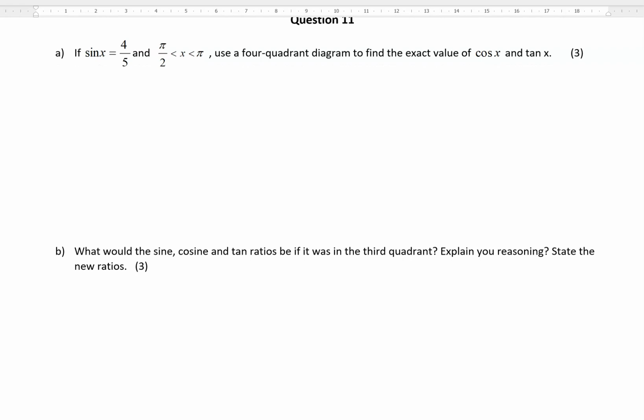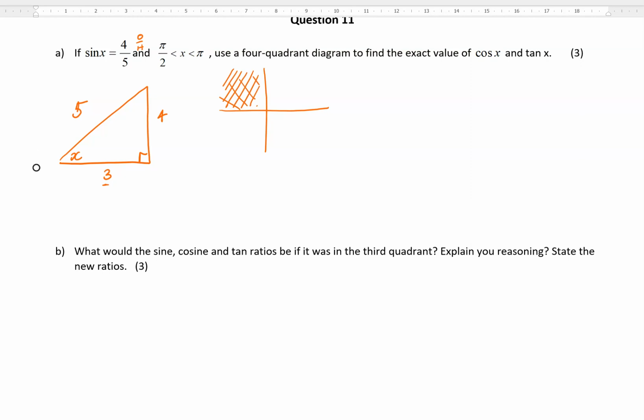Right, we've got sine is 4/5. Use a 4-quadrant diagram to find the exact value of cos and tan. So I'm going to go with sine is opposite over hypotenuse. So this is my x, opposite hypotenuse, and this is a 3, 4, 5 triangle. I could use Pythagoras to find that, but we should know our basic 3, 4, 5. Right, we've got pi on 2 and pi. That means we're talking about this quadrant here.